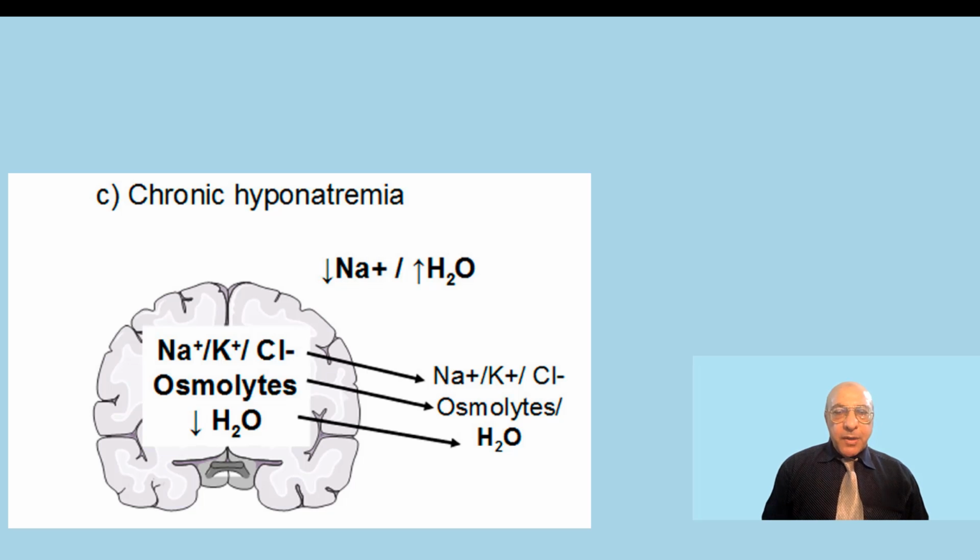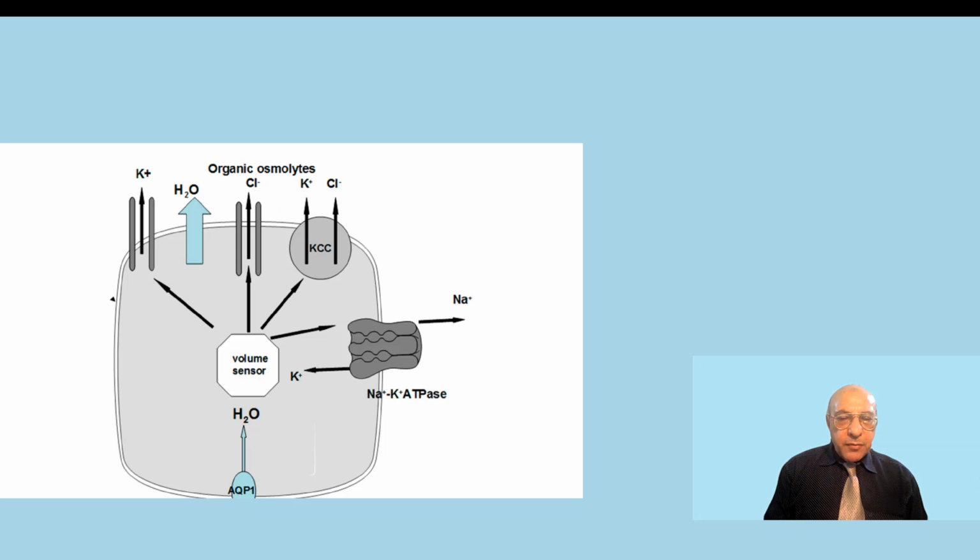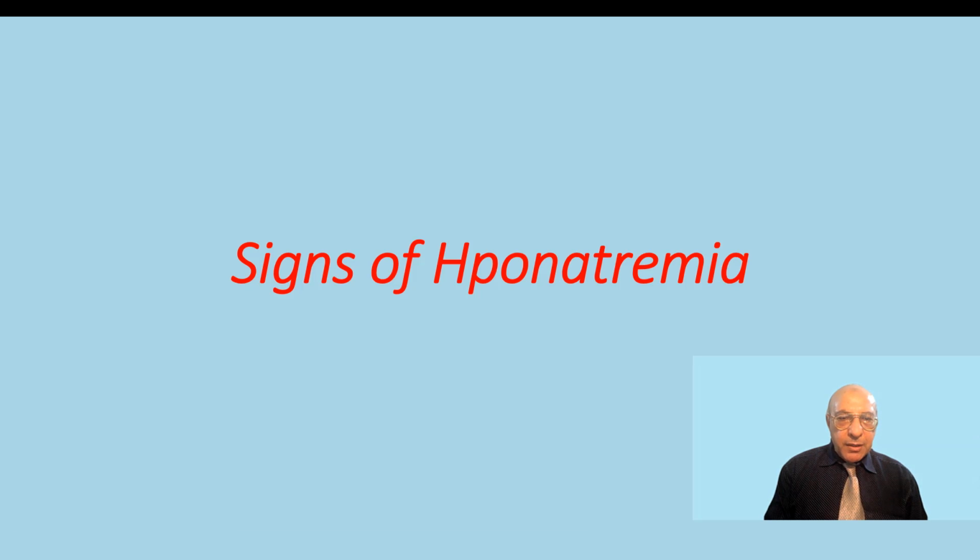But such adaptive mechanism needs time to develop. That's why in chronic conditions, symptoms will be less. In acute hyponatremia, there is no time for adaptation, and that's why brain swelling or brain edema will rapidly occur with all the severe manifestations, which can be fatal.